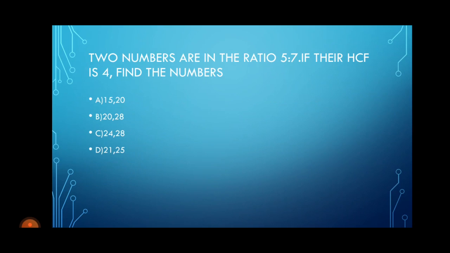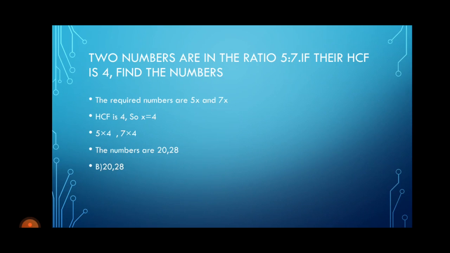Two numbers are in the ratio 5:7. If the HCF is 4, find the numbers. The question is, two numbers are in the ratio 5:7. The HCF of these values is given, and we have to find the two numbers. 4 options are given. Let's go to the solution.